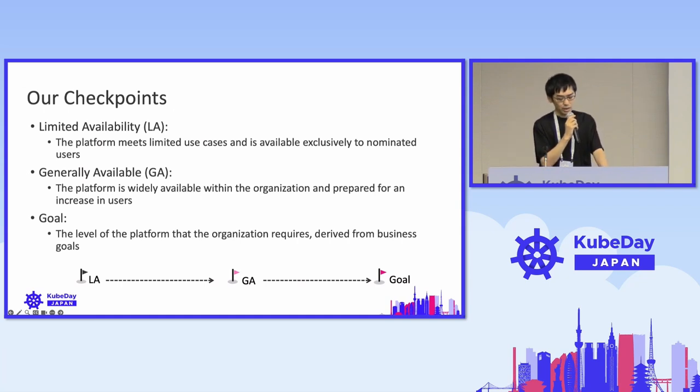The first checkpoint is a step aligned with the key points in platform engineering. The point is limited availability, where the platform is used by a small group of users in recruiting, that is, for limited use cases. The next point is general availability. The platform is available across the organization. At that stage, it's necessary to cover a certain percentage of cases in the company and to ensure the platform can handle an increase in users. The final goal is scaling the platform. For example, this could mean running 150,000 pods. It also involves enhancing the platform functionalities and scalability to support that scale.